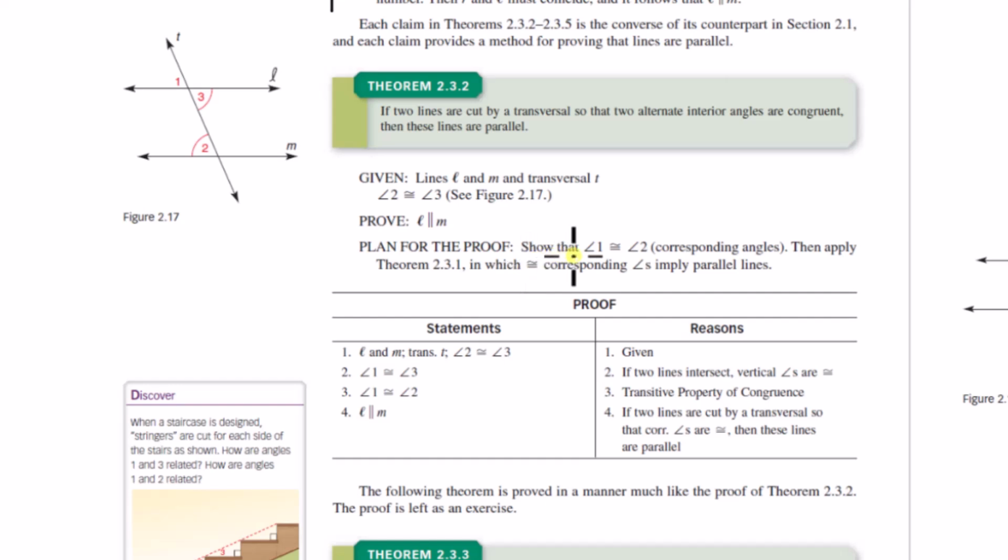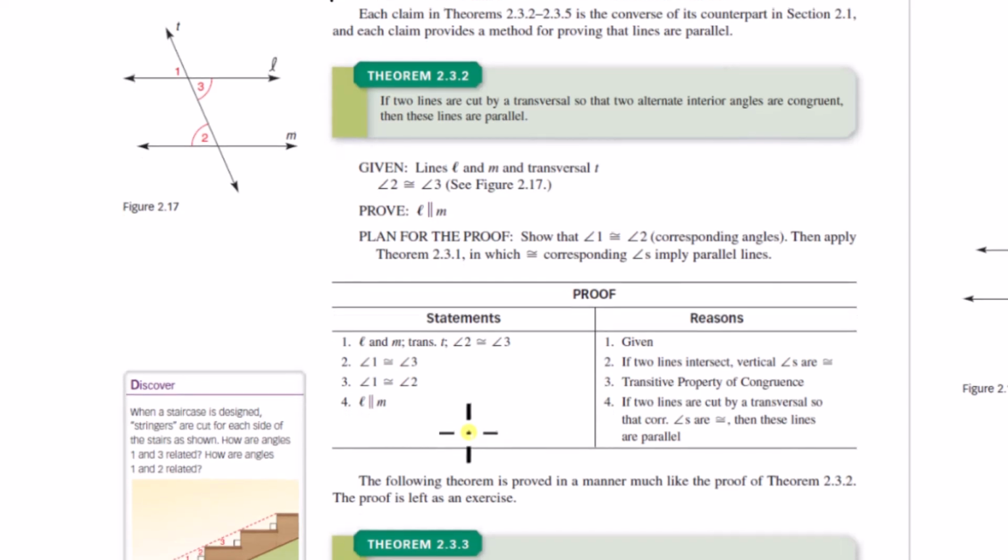Okay, so the plan is to show that angle 1 is congruent to angle 2 because they're corresponding angles. Then apply theorem 2.3.1, in which congruent corresponding angles imply parallel lines. So, okay, let's see. Angle 1 is congruent to angle 3 because they're vertical angles. But we're given that angle 3 is congruent to angle 2. We don't know if the lines are parallel. We just know that angle 3 is congruent to angle 2. So that means angle 1 is congruent to angle 2. And then since those are corresponding angles, based on the first theorem we started with, the lines are parallel. That's simple.